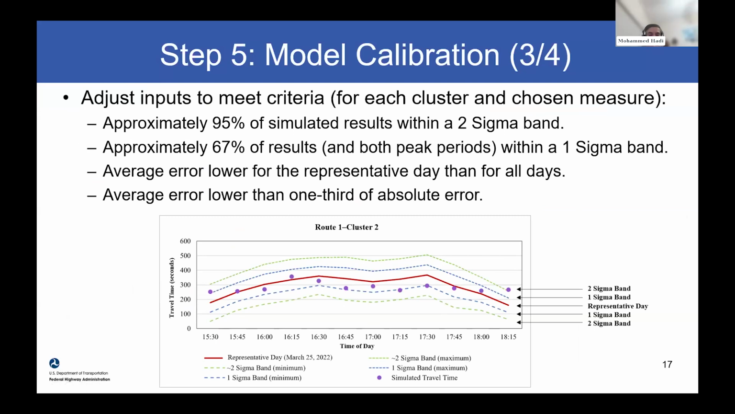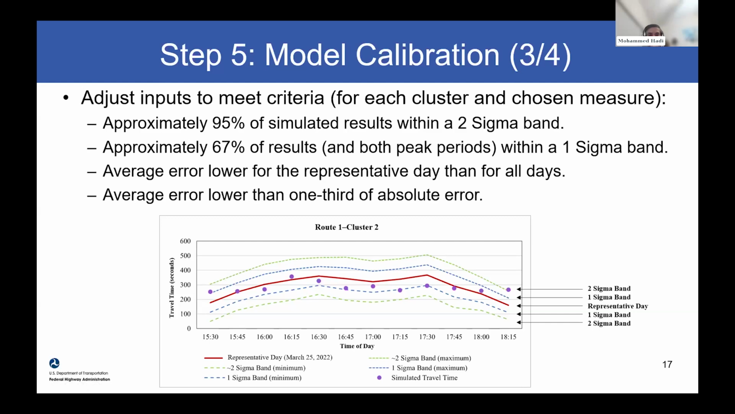Yes, this one. So basically, these 4 criteria are different from Volume 4, which some are familiar with in terms of percentage error and so on. This one ensures that the simulation results, which are the purple dots, fall within the 1 sigma and 2 sigma, with a certain amount from the representative day. So 95% should be within the 2 sigma and 67% should be within the 1 sigma from the representative day.